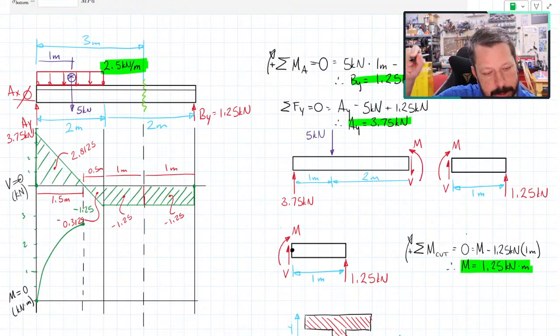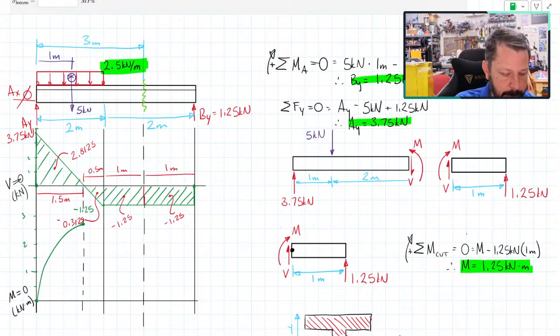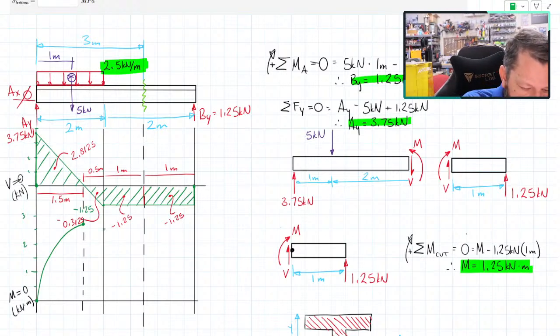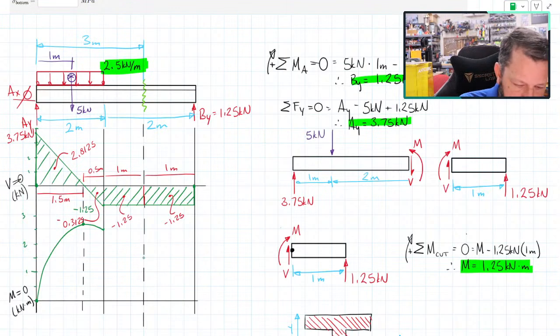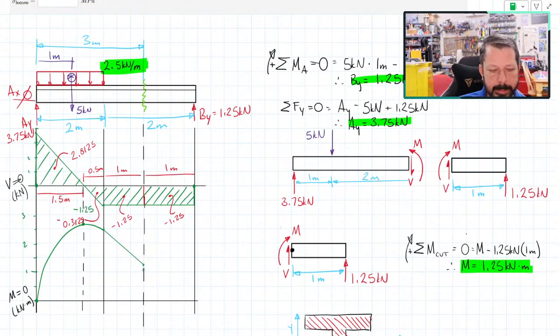Now all the rest of the shear diagram is negative, so these are all going to make it drop down. So I am at 2.8125. I'm going to subtract off 0.3125. Gets down to 2.5, so right there. Also curved, but there's not much to it. Then I subtract off another 1.25. Gets me to 1.25, which would be right there. This is a constant shear, so it's a constant slope. And then I'm at 1.25.